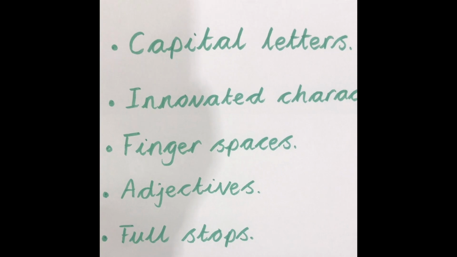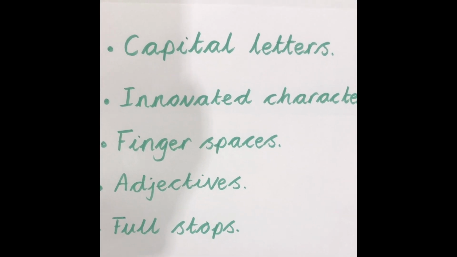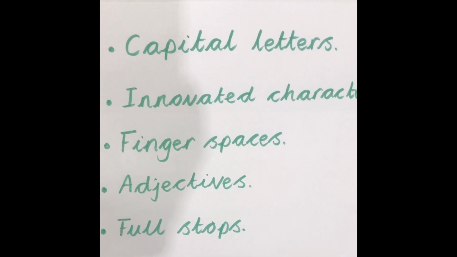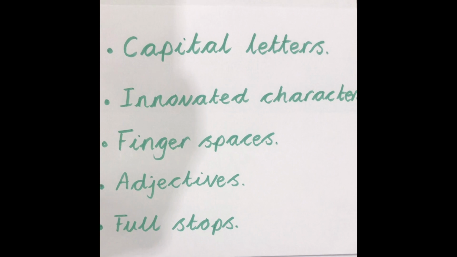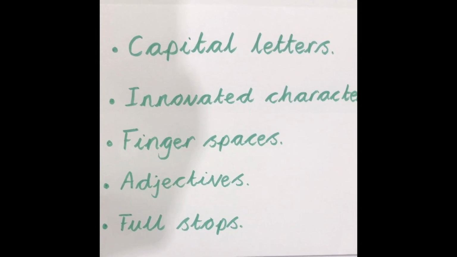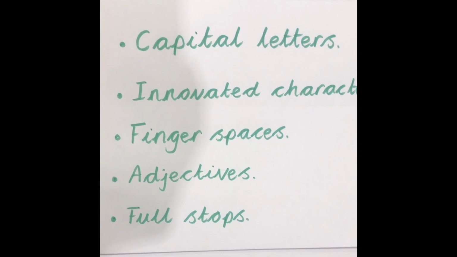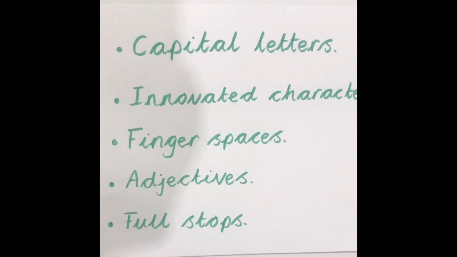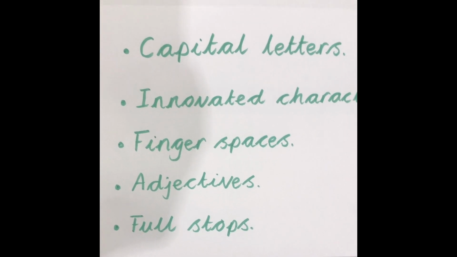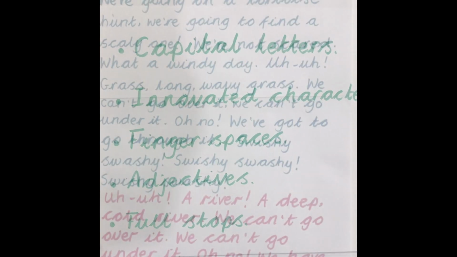Before we start our writing today, let's remind ourselves what we've got to remember to include. The first thing is our capital letters at the beginning of our sentences. We need to remember to use our finger spaces. We need to remember to use the adjectives to describe the grass, the mud, the forest, the snowstorm and the river. And we need to use our full stops at the end of each sentence.